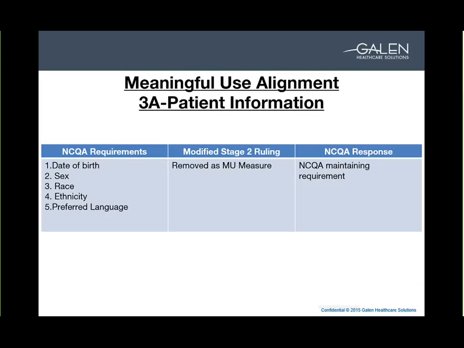Meaningful use alignment. So I call this out, one, to tell you what the NCQA response is, but as you know, late last year in the modified rulings between 2015 and 2017, getting race, ethnicity, and language was something that was dropped. However, NCQA believes, and we've talked about this in our previous sessions, that being culturally and linguistically aware, you really need to be able to understand your patient population.